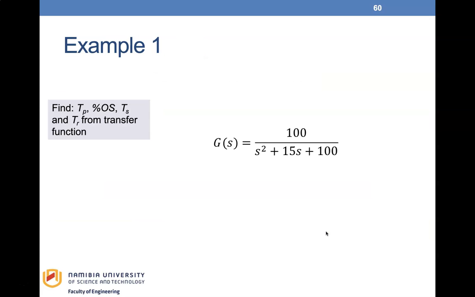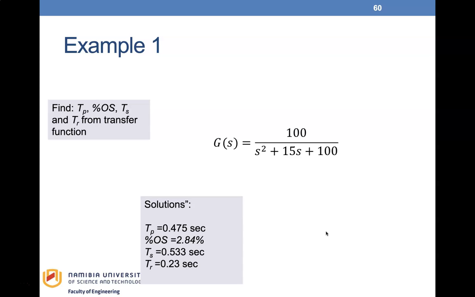In this example, we are to find the peak time, the percentage overshoot, the settling time, and the rise time from the transfer function given. Try solving this particular transfer function using all the equations we have derived, and you should get the following solutions.